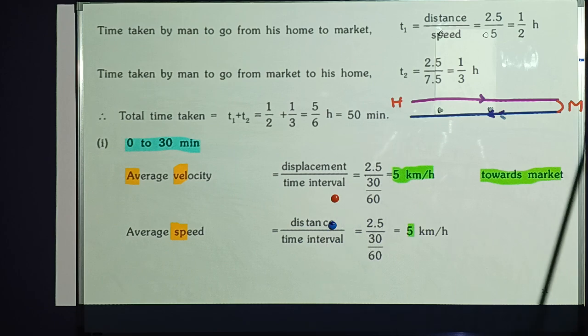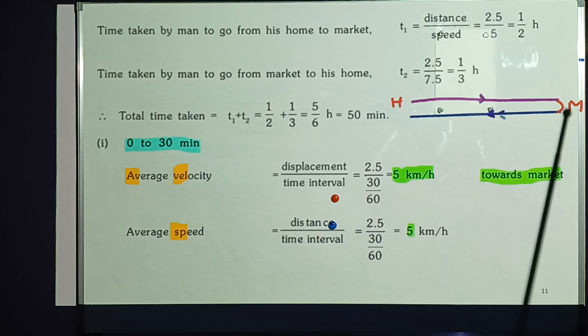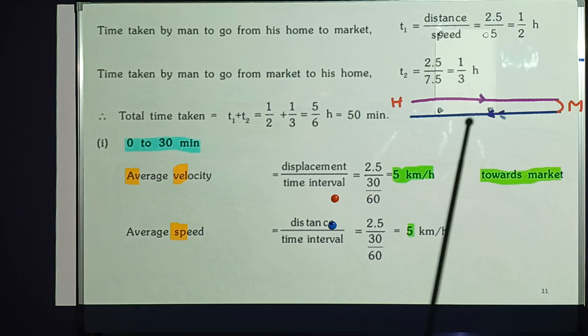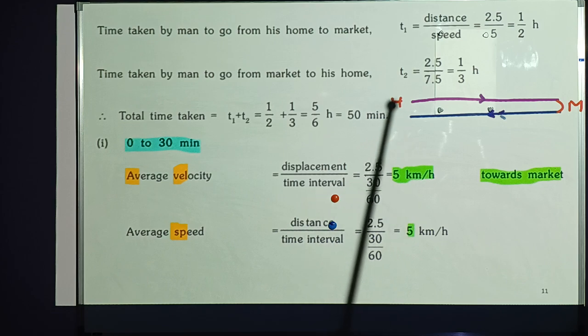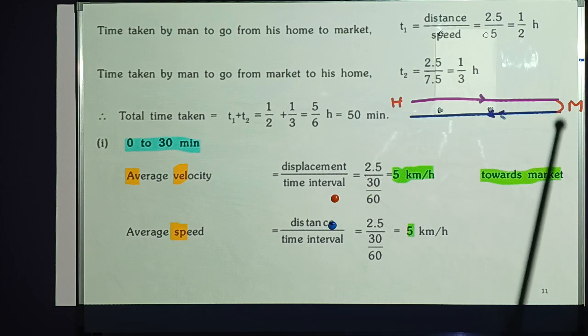So this is the trajectory of the motion. Initial point is home, but the final point will depend on the time taken. So the first part, the final point is here. Second part, the final point is here. The third part of the motion, the final point is in the middle. So 0 to 30 minutes, the final point is here. So displacement is 2.5 by time, which is 30 by 60 hours. So 5 towards market. Speed is distance by time, which is the same as displacement by time, because for the first part, the motion is straight, there is no turning back. So velocity and speed will be the same.